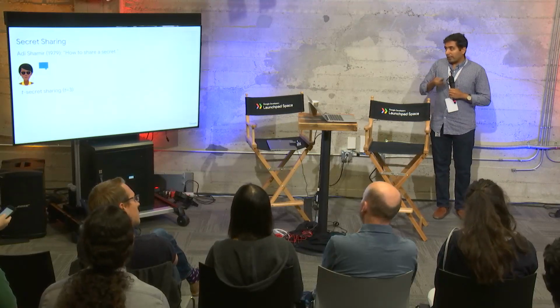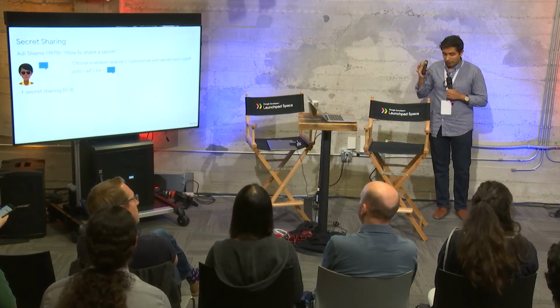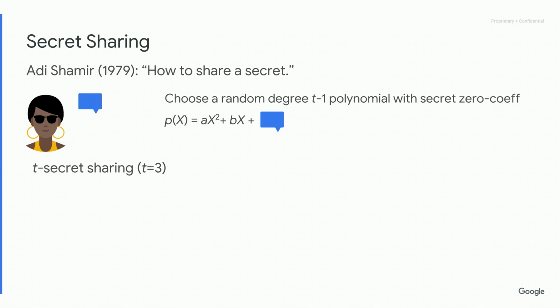And the solution here, and again, some of you might know this, is by using polynomials. What you do is you choose a random degree t minus 1 polynomial, and a polynomial here is just this abstract mathematical object that you can evaluate, and typically has a variable like x.